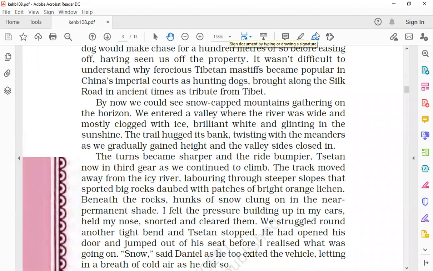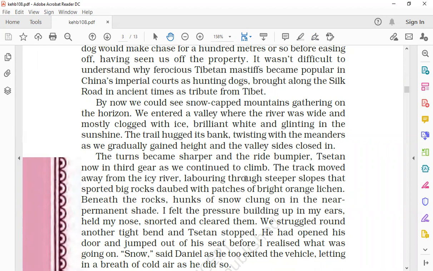Seaton now in third gear as we continued to climb. So the turns wo bhi bahut steep hote chale gaye, sharper hote chale gaye, ride bumpier, because now the road was quite stony, pathreela rasta tha, and Seaton had to drive his car at the third gear as they started to climb.